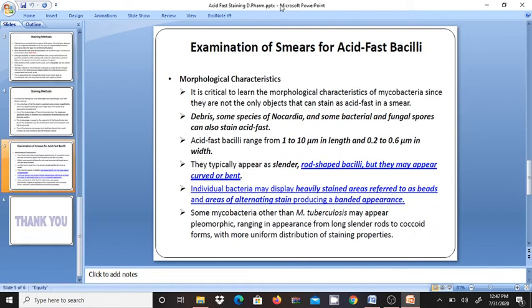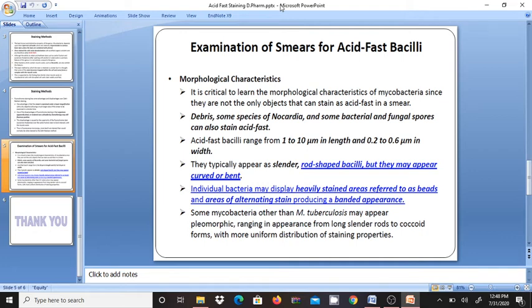Examination of smears for acid-fast bacilli. Morphological characteristics. It is critical to learn the morphological characteristics of mycobacteria since they are not the only objects that can be stained as acid-fast in a smear. Debris, some species of Nocardia, and some bacterial and fungal spores can also stain acid-fast.